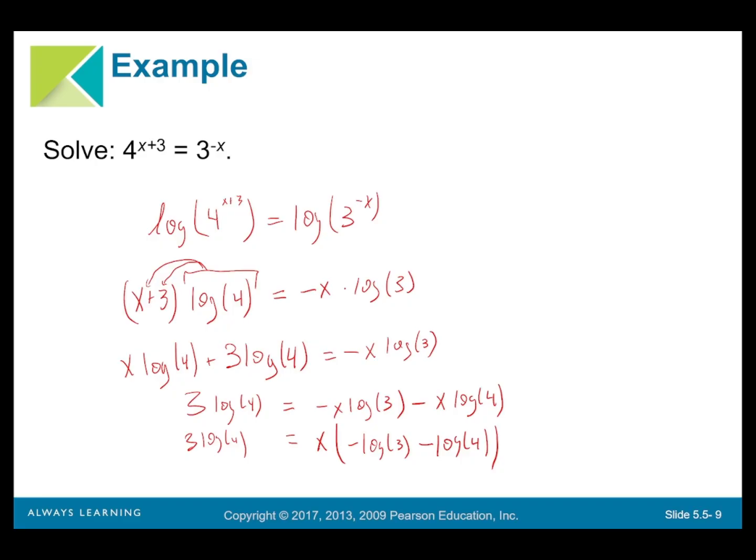Well, that's great because now we're just one step away. We get 3 log of 4 divided by negative log of 3 minus log of 4 equals x. We did that last division step, and that's it. Now that's something you could plug into your calculator to simplify if you needed to. But here we have the exact simplified answer for x.